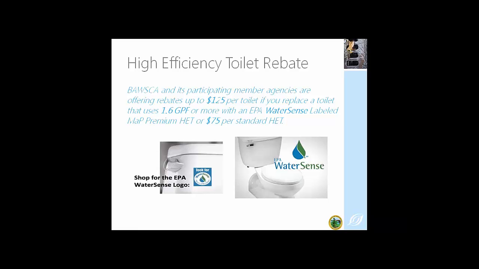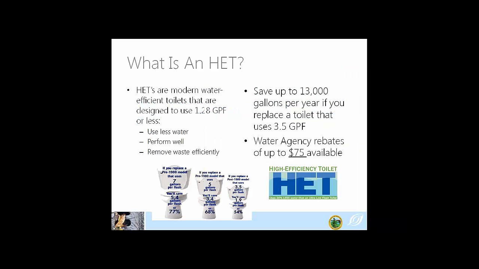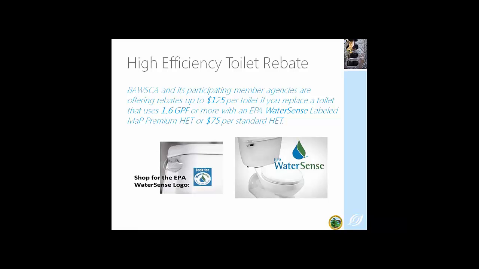BOSCA and its participating members, so most of your water agencies, offer a high-efficiency toilet rebate program. To see whether your water supplier participates in this program, you can visit BOSCA's website, and they'll have a list of water agencies on each rebate webpage. This rebate is only offered for toilets that flush at 1.6 gallons per flush or more. So if you test your toilet, which we'll go over how to do in a second, and it's already flushing at 1.6 or less, you do not qualify, unfortunately.